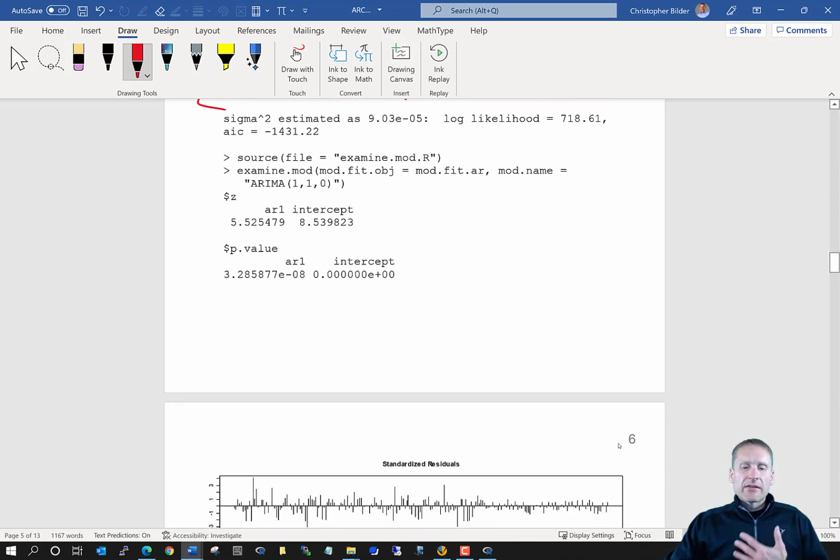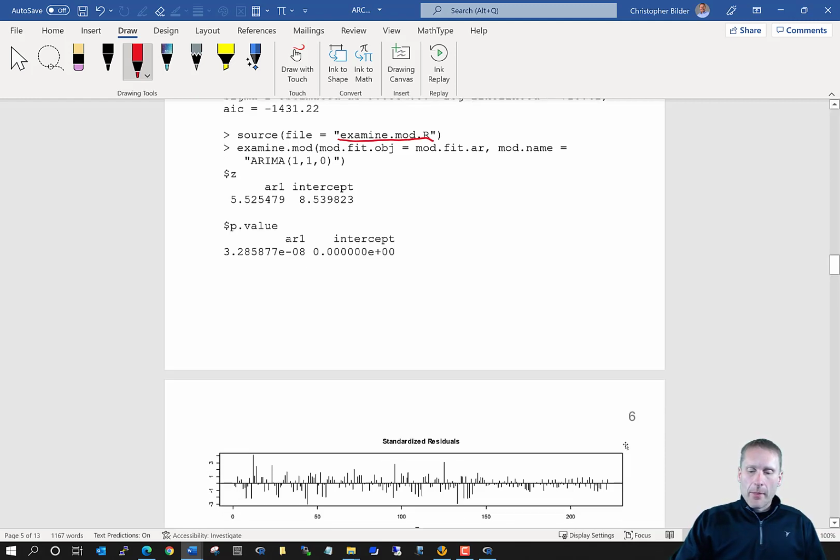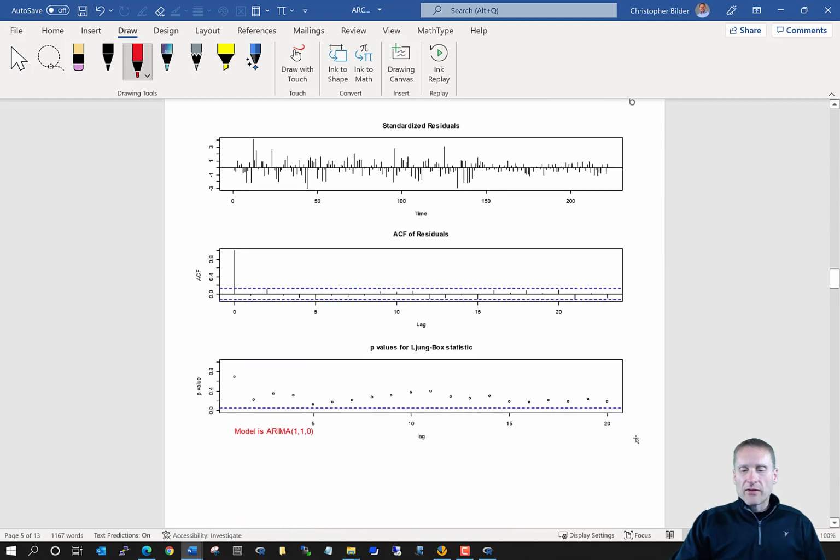Now, let's look at some diagnostics associated with this particular model. I use the corresponding function in examine.mod.R to do these diagnostics. And this is what I get. Look at my standardized residuals. They seem to be pretty good. We do have one that's outside of 3 there, but otherwise things look to be pretty good. Maybe a few here too.